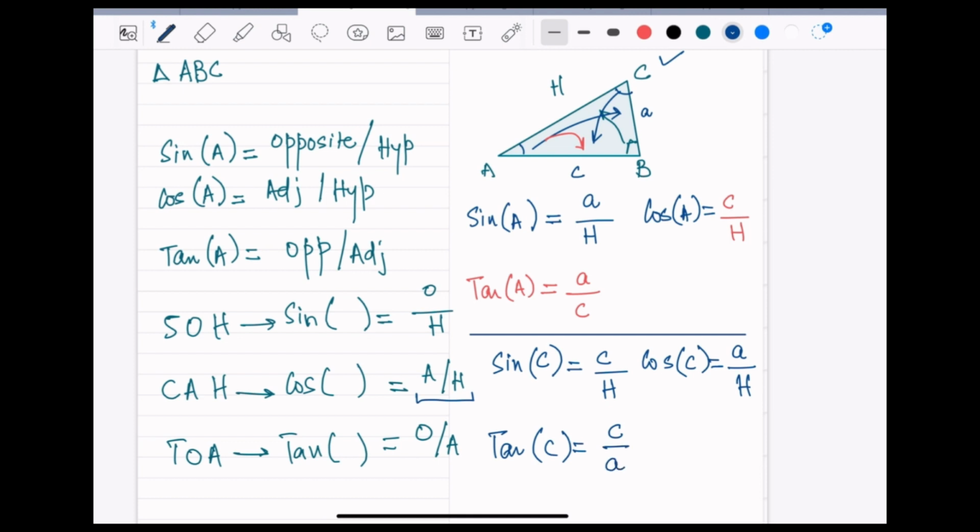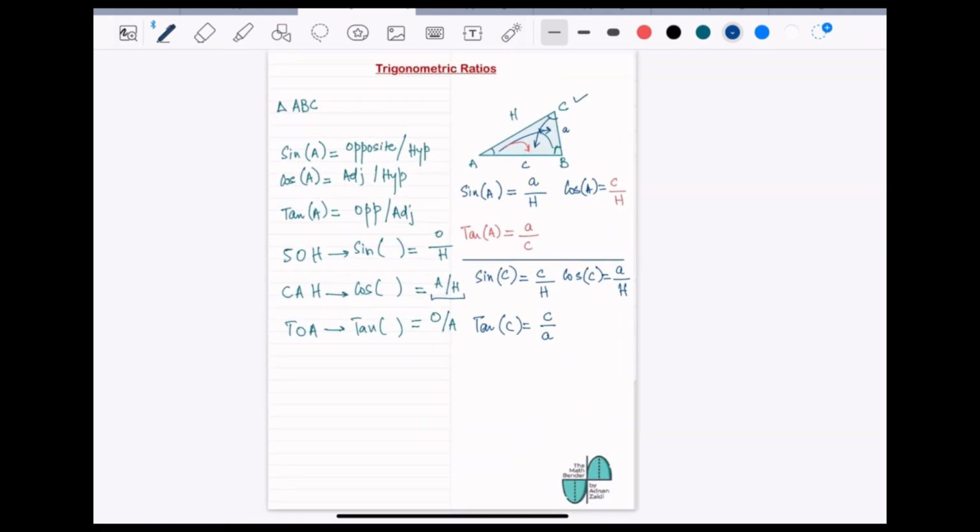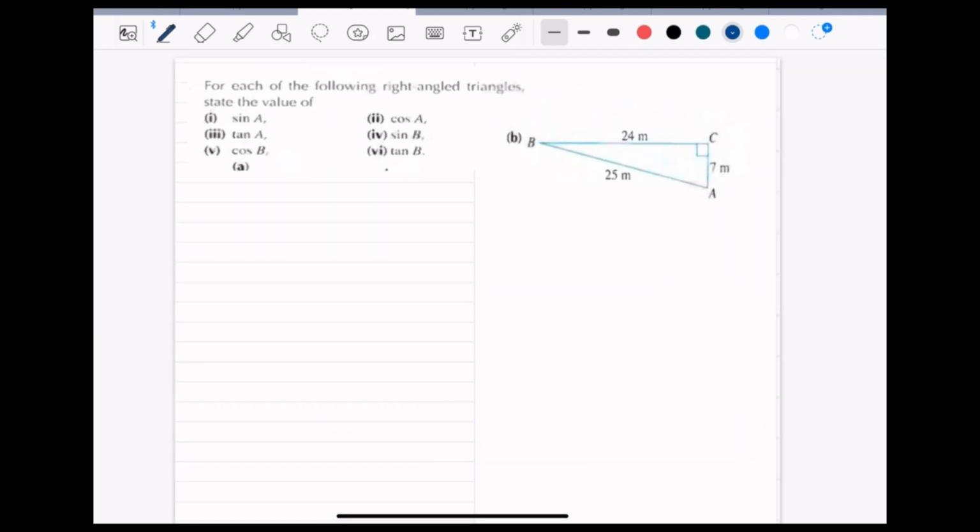is c over a. So remember that the sides that we name opposite or adjacent actually switch with respect to the angle. When we say opposite, we mean that it is opposite to some angle, and what angle it is, you will decide, or the question will ask. Let's move on to some questions related to it.